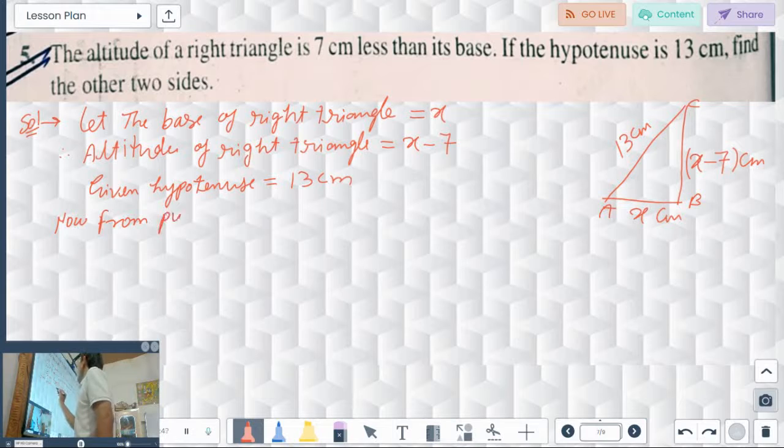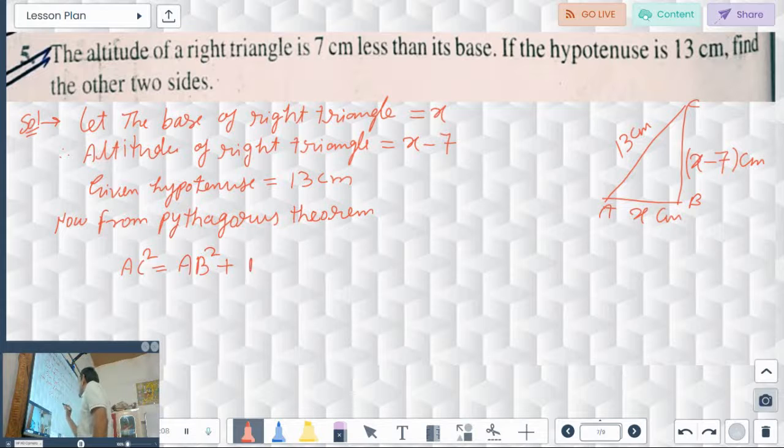Now from Pythagoras theorem, we know that AC square equal to AB square plus BC square, okay. Now put values here. AC is 13 square, okay. AB is x square, BC is x minus 7 square, okay.